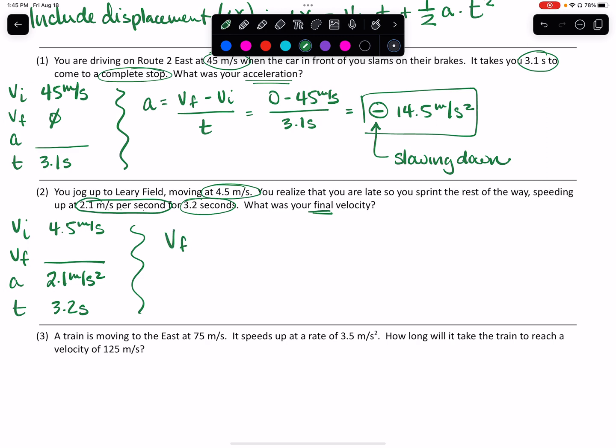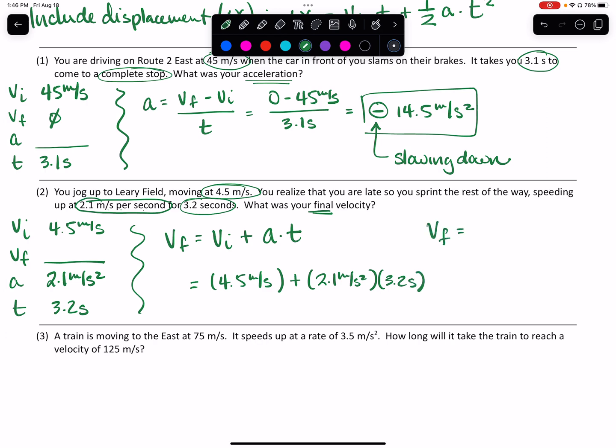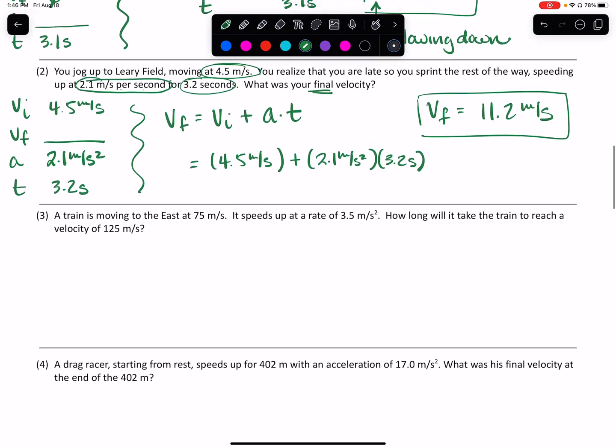All right, so I'm going to use the rearranged formula. Now if you want to just use your acceleration formula, plug everything in, and then solve for v final, that's perfectly fine. I just like to use the rearranged one. So we get 4.5 meters per second for our initial velocity plus our acceleration, 2.1 meters per second squared, times 3.2 seconds. We plug everything into our calculator, and we find that our final velocity here should be 11.2 meters per second, which is a reasonable answer because we are speeding up, so it should be greater than our initial velocity.